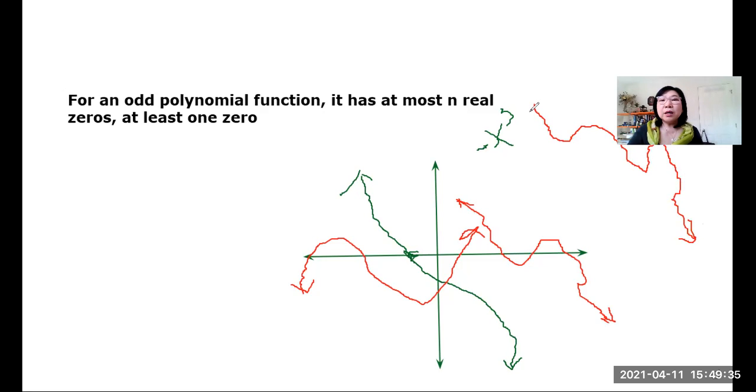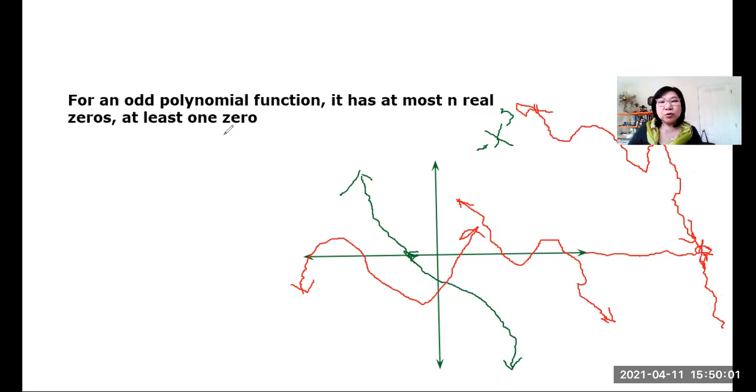Because it has to be one up, one down. So that's the case. If you wrap it down, it has to cross the x-axis at one point. And therefore it has at least 1 zero. It has to cross the x-axis at one point. It doesn't matter how many degrees it is, right?